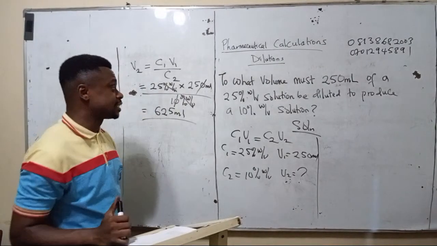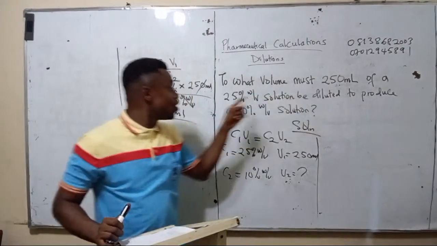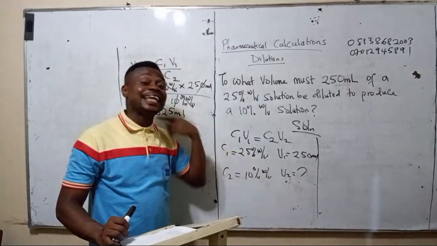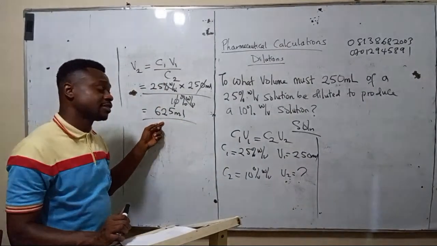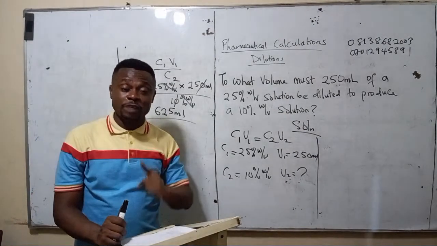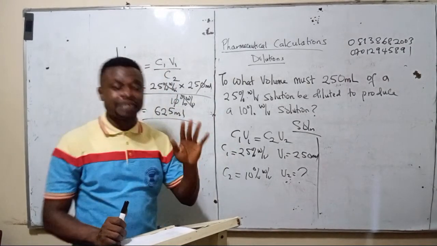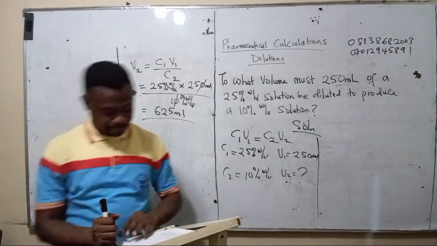What it means is that if you take 250 ml of a 25% weight in volume solution and dilute it to 625 ml, you will produce a solution with a percentage concentration of 10% weight in volume. That's the meaning. So the answer is 625 ml.